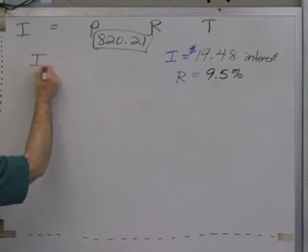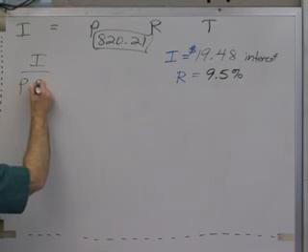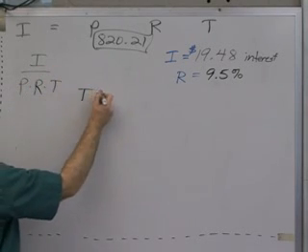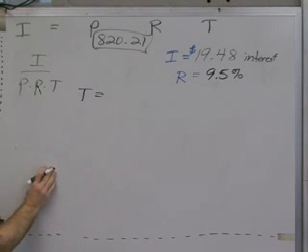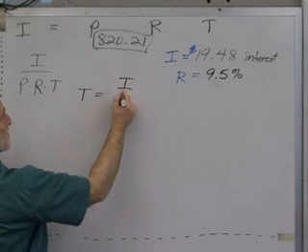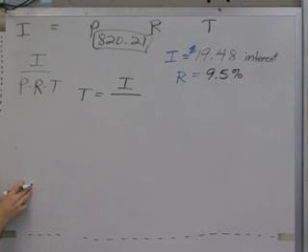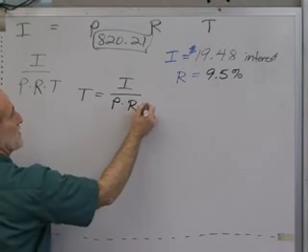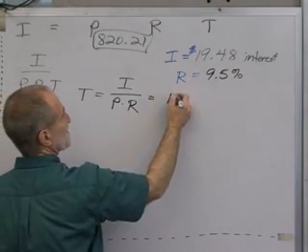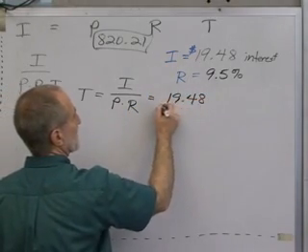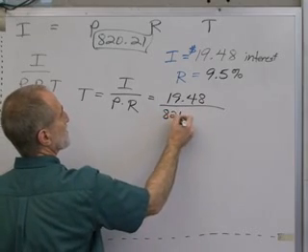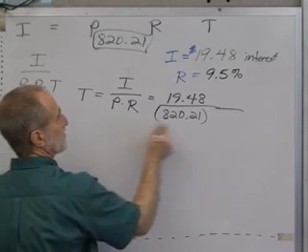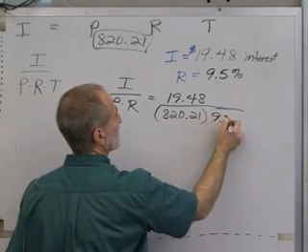Well, if we want to find time, we cover up T. Time is equal to what? Interest divided by what? Principal times rate. So they gave us the interest, 1948. They gave us the principal, 820.21. They gave us the rate, 9.5%.